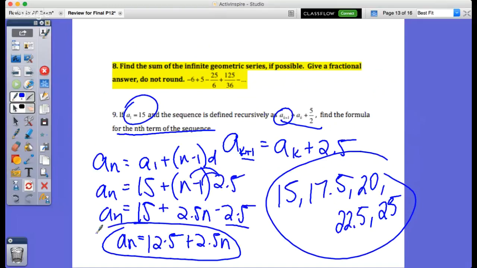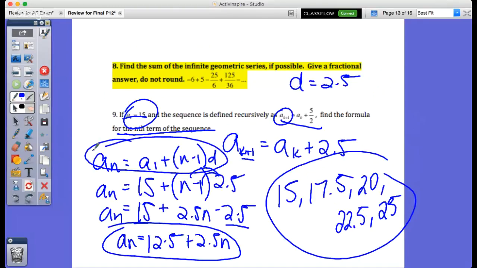Really, what is my common difference? What am I adding? 2.5, right? Because it gives it to us. So that's what it is. And a1 is 15, right? If I see that it's a common difference, and that a1, the first term, is 15, this is the equation we use for arithmetic. Plug it in and go. So d is the same thing as r in geometric. Correct. Exactly.